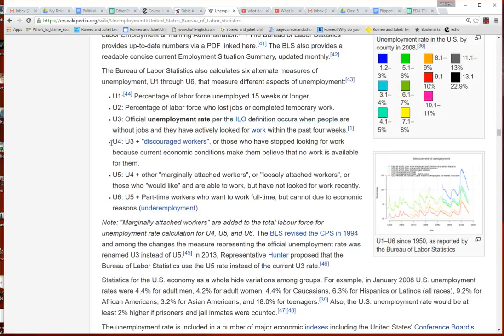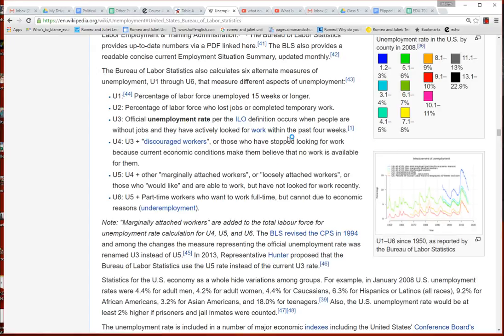So U4 counts all those people in U3, but now it adds discouraged workers. So people that just plain quit looking for work because the economy is bad and they don't really see any openings for what they do. So this is where you start hearing people like software developers or programmers that just quit looking for work because there's no work to be had in that industry. They're just discouraged. They just don't feel like they can find reasonable work, so they just sort of quit looking.